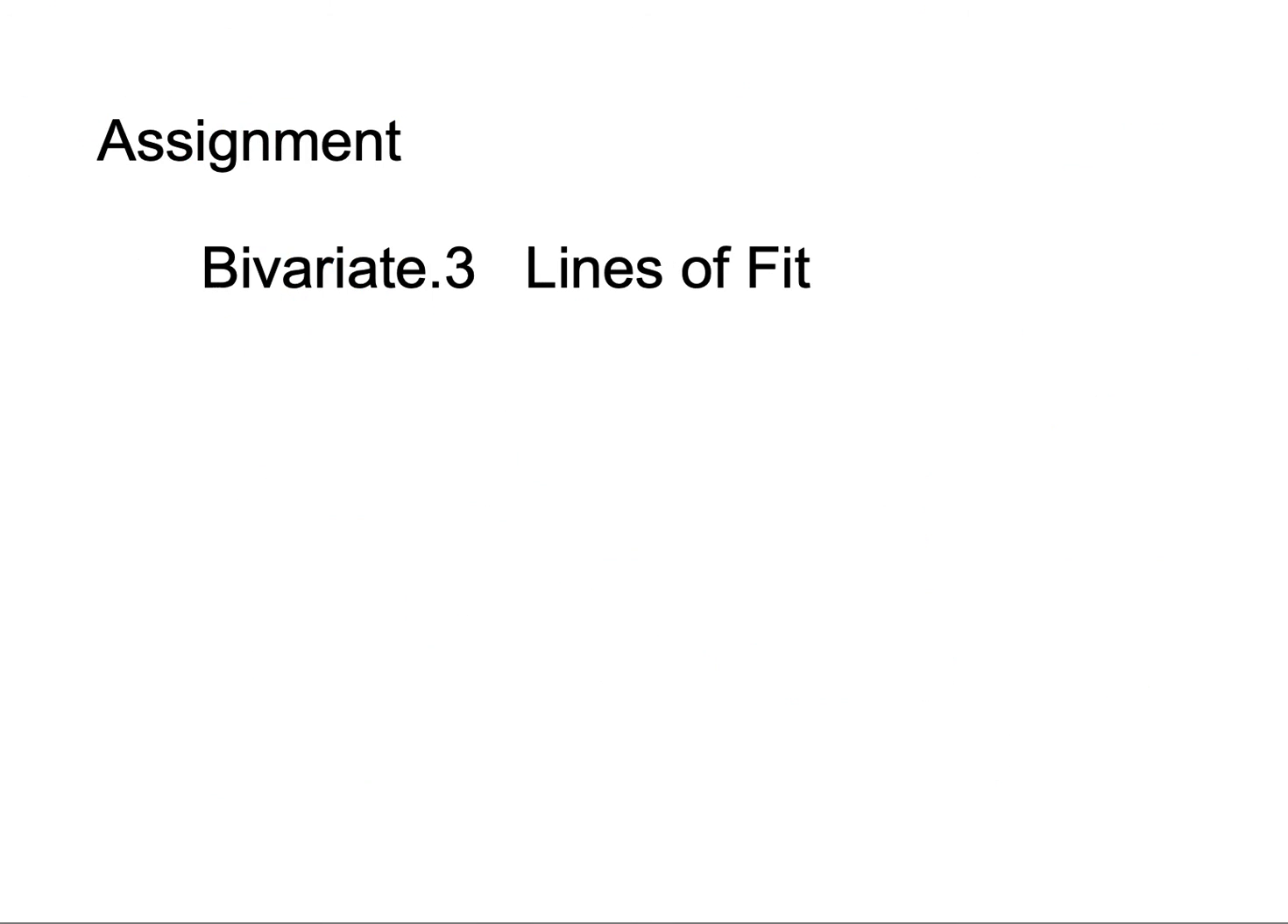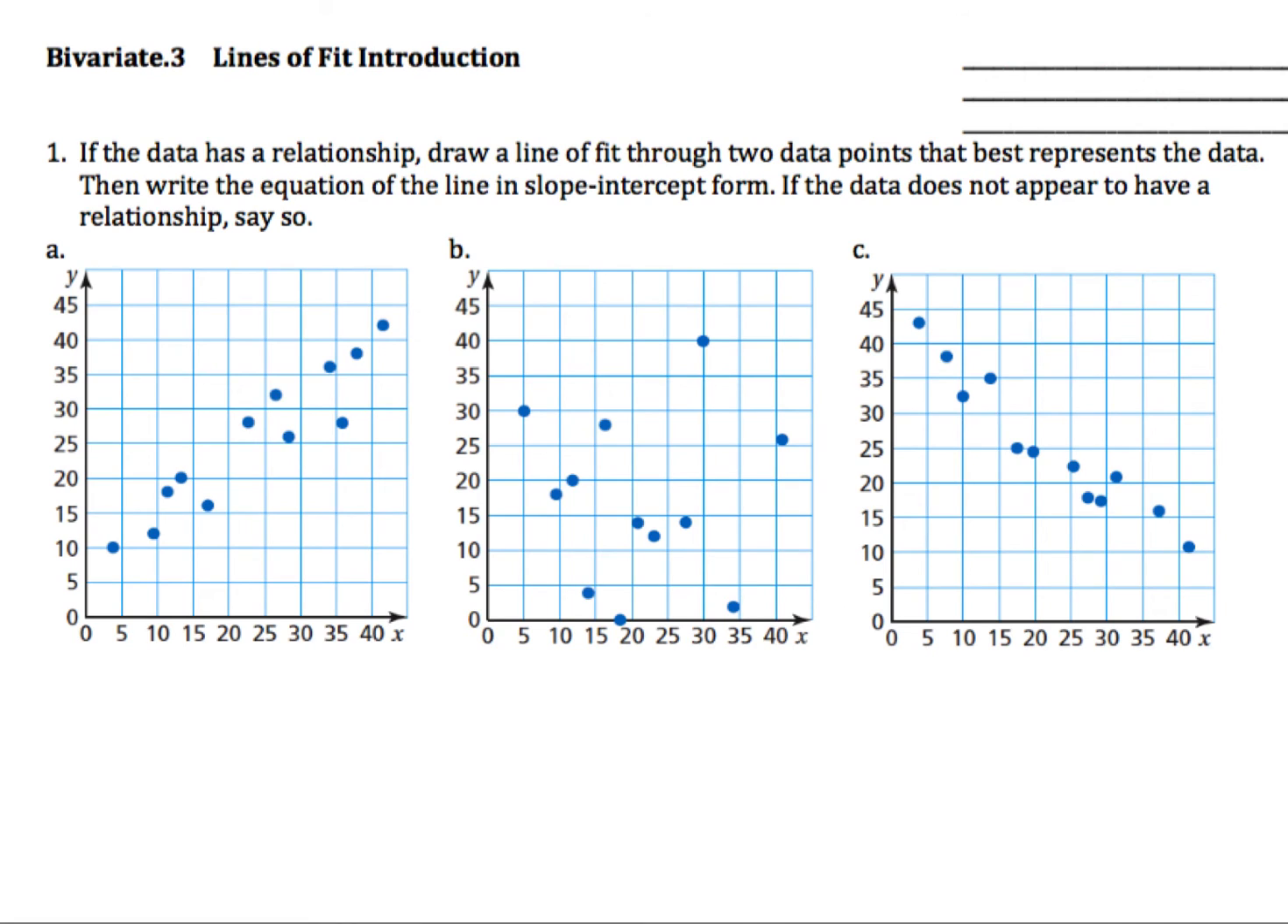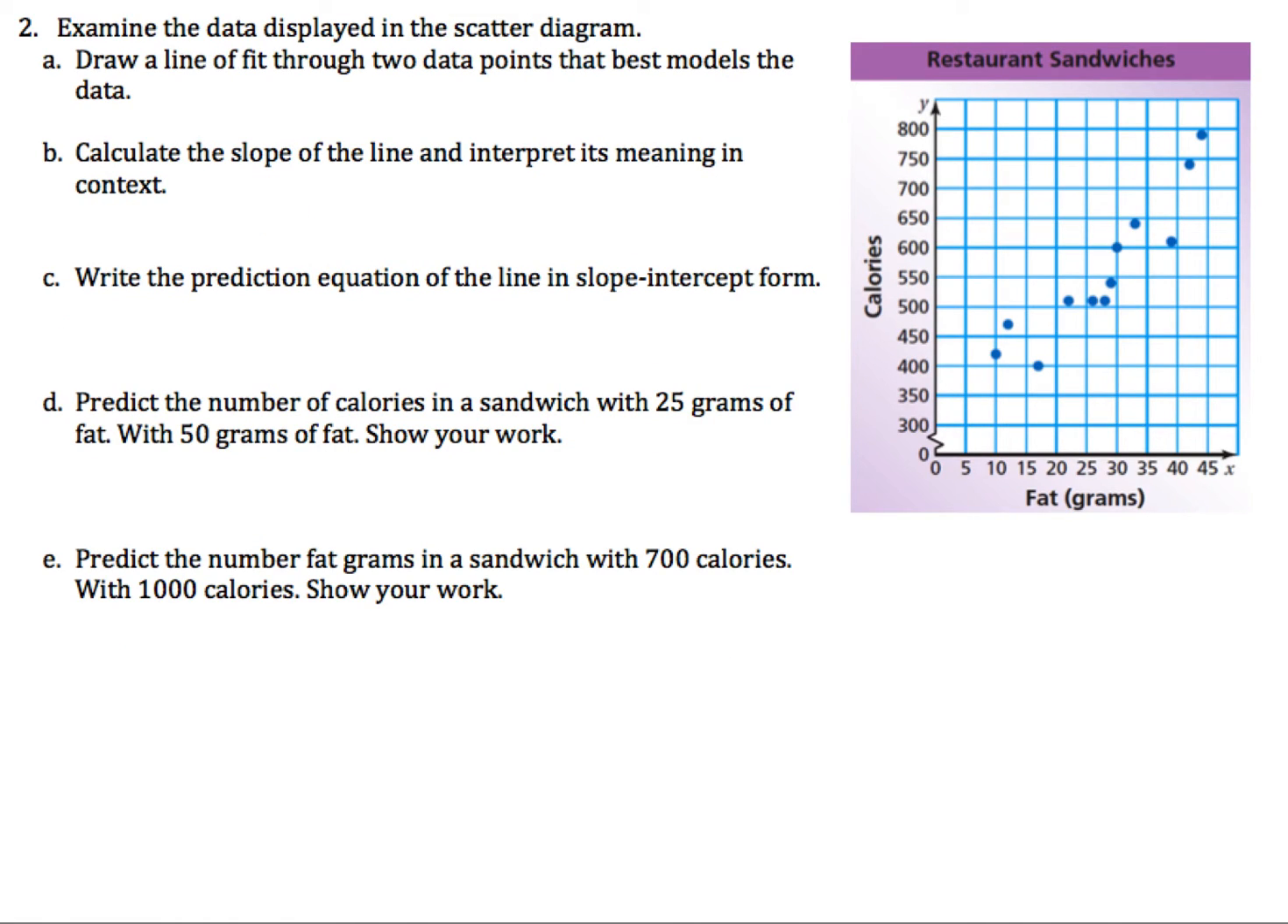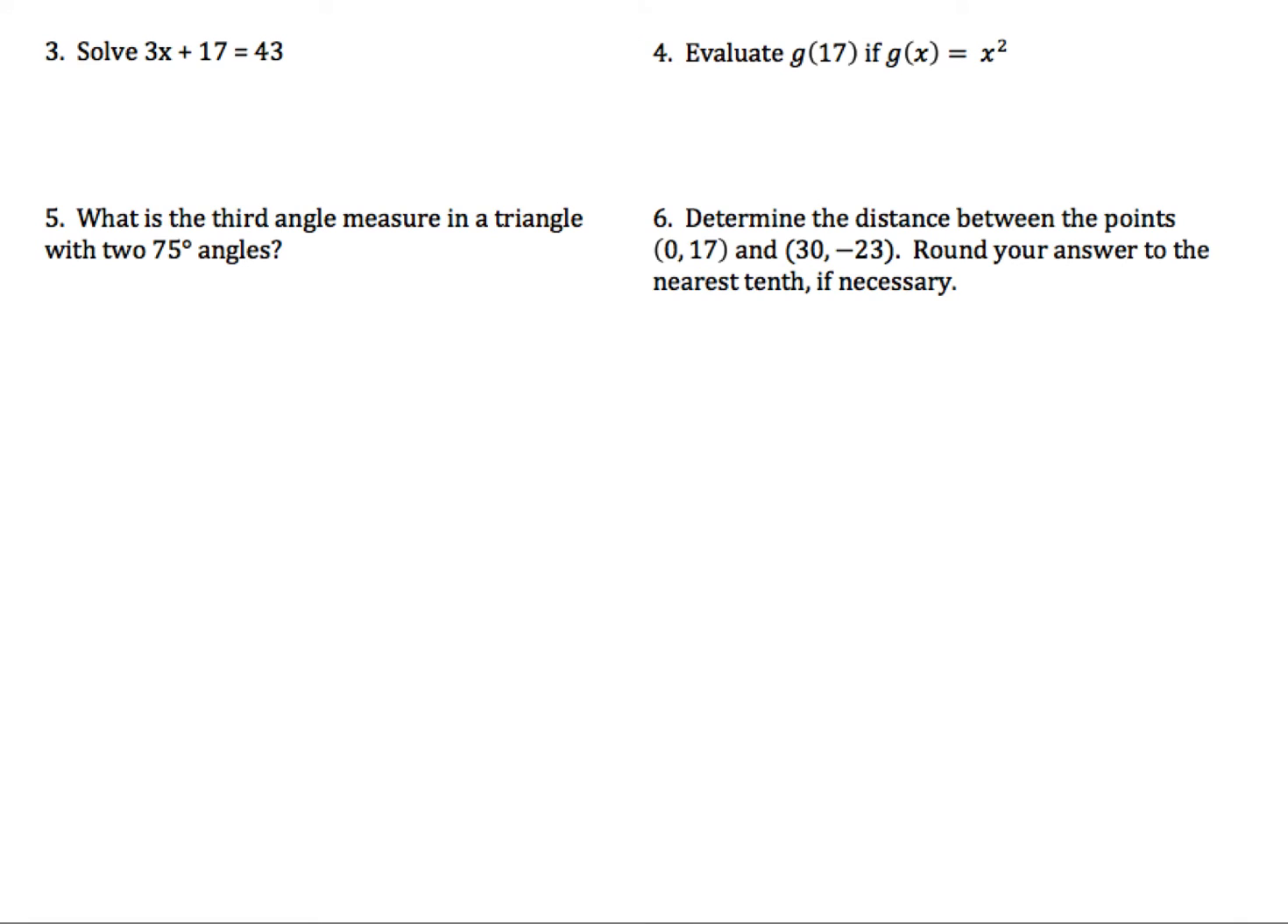Okay, in your assignment, on number 1, you're going to draw a line of fit and write an equation. Now for this one, where there's no relationship, you'll just say no relationship, so you won't need to write an equation on that one. Number 2, you're going to draw a line of fit, find the slope, write a prediction equation, and then on part D and E, you're going to use it to make predictions. 3, 4, 5, and 6 are your review problems.